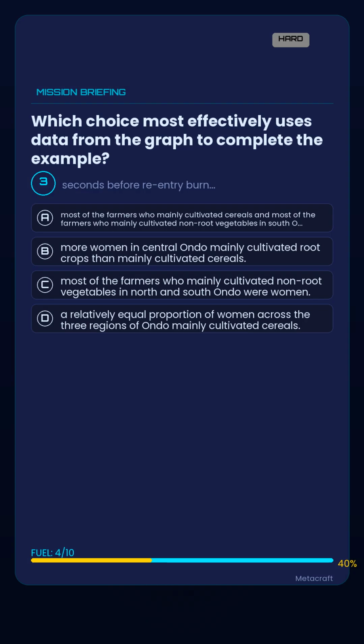Which choice most effectively uses data from the graph to complete the example? Option A, most of the farmers who mainly cultivated cereals and most of the farmers who mainly cultivated non-root vegetables in South Ondo were women. Option B, more women in Central Ondo mainly cultivated root crops than mainly cultivated cereals. Option C, most of the farmers who mainly cultivated non-root vegetables in North and South Ondo were women. Option D, a relatively equal proportion of women across the 3 regions of Ondo mainly cultivated cereals.